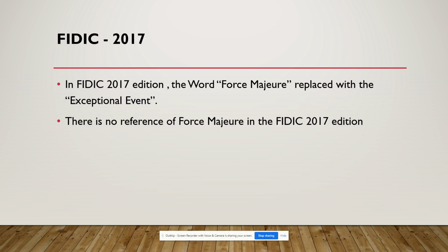The change they have made is they have removed force majeure and replaced it with exceptional event. There is no reference to force majeure in the FIDIC 2017 edition because there is no definition in English law. So when we go to the courts, it causes some confusion and uncertainty. So they have deleted the force majeure term in FIDIC itself and replaced it with exceptional event.